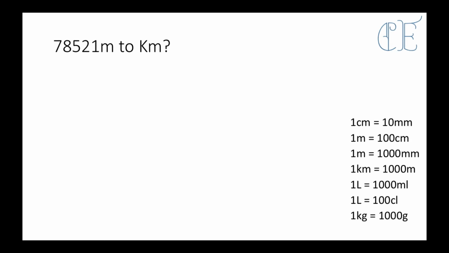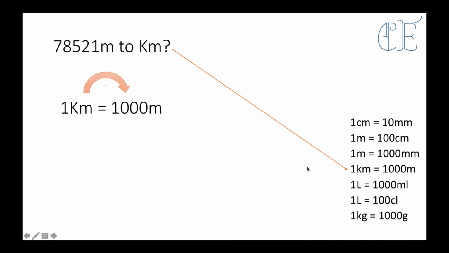So we will look down our list and decide which one we're going to use. We have to use this one. 1 kilometre is 1,000 metres. Write it out with your diagram, your arrows and your multiply and divide. You should know all these by now.